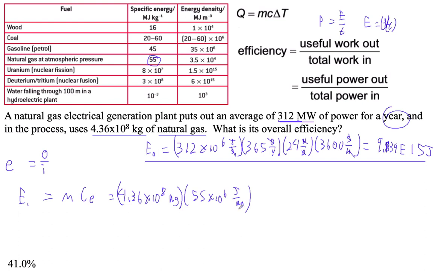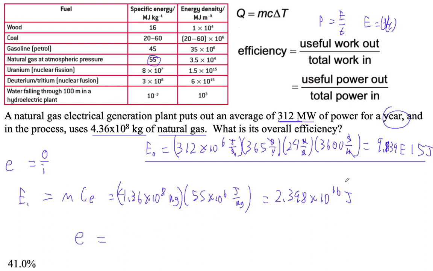4.36 times 10 to the 8th times 55 times 10 to the 6th. And this is equal to 2.398 times 10 to the 16th joules. Okay, so now, let's look at this. Now we can figure out our efficiency.